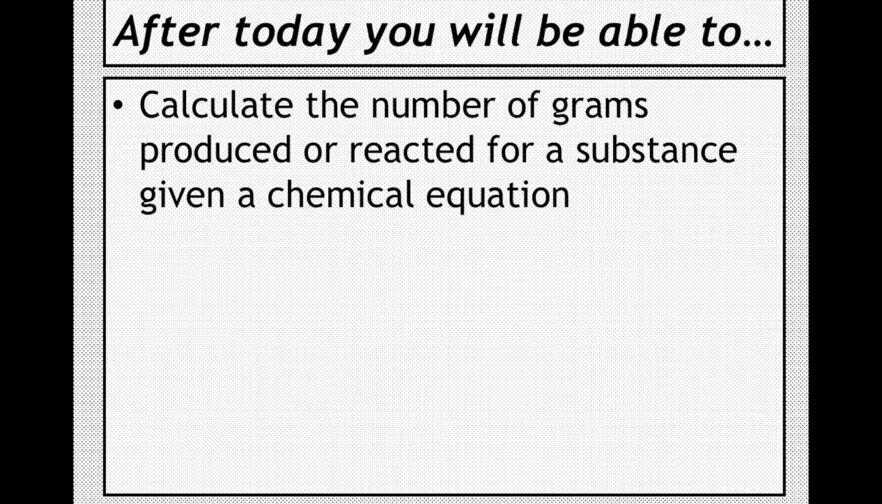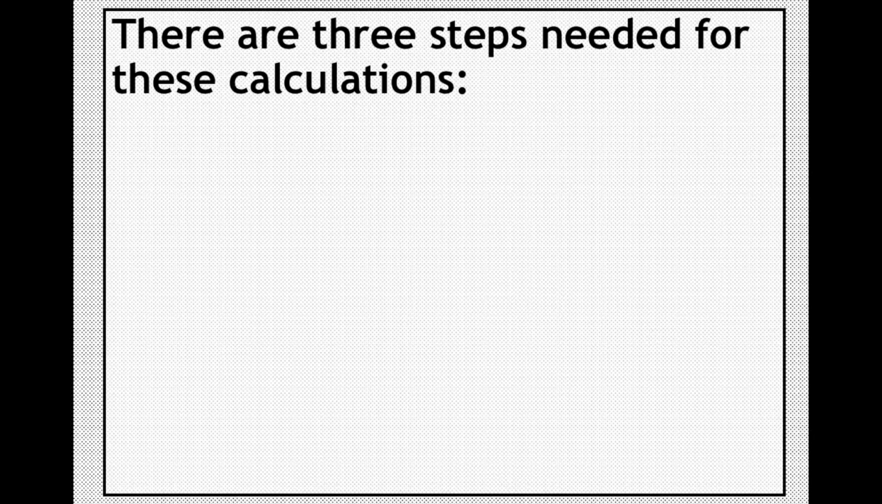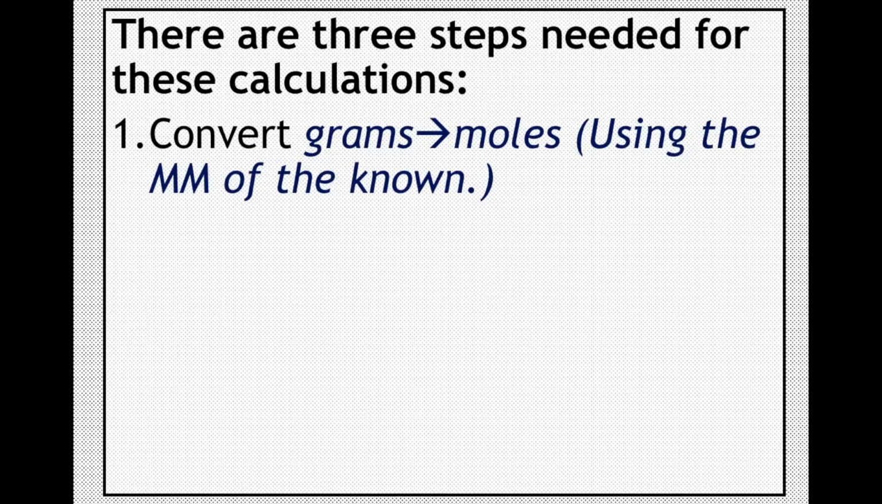So we're going to be able to calculate the number of grams produced or reacted for a substance given a chemical equation. They're going to give us a chemical equation and a mass of something, or maybe an amount of moles, and we need to calculate the number of grams that's produced. That's it. We're just learning one thing, so it's no big deal. There are 3 steps needed for these calculations, okay?